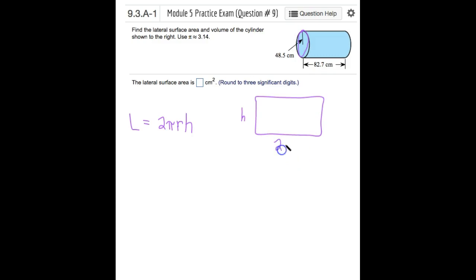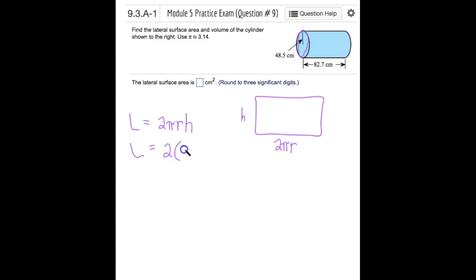2 pi r is the circumference of the circle, or in other words, the perimeter of the circle. And so that's where the lateral surface area formula comes from, because it's really just a rectangle where the length is 2 pi r and the width is the height, so length times width for the area of that rectangle. Hopefully that helps you remember it more easily, but you can certainly always just memorize the formula as well.